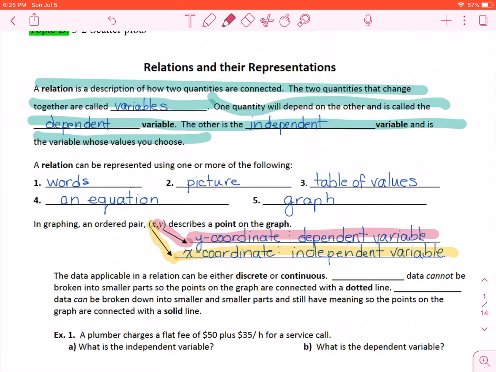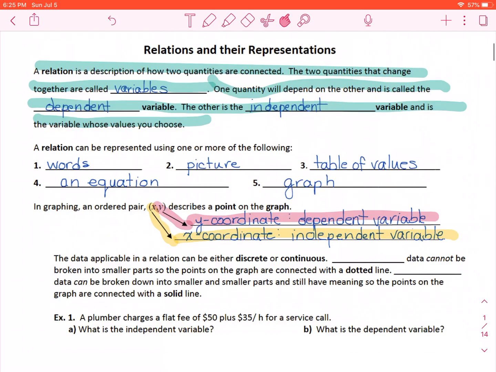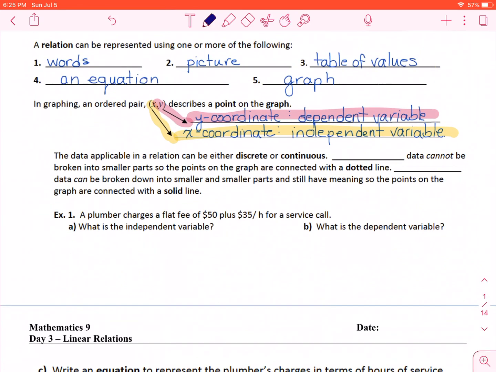Okay, so we're going to look at this next portion. So it reads, the data applicable in a relation can be either discrete or continuous. Discrete data cannot be broken into smaller parts, so the points on the graph are connected with a dotted line. Continuous data can be broken down into smaller and smaller parts and still have meaning, so the points on the graph are connected with a solid line. Okay, so that's just some helpful information for you for when you do some graphing.